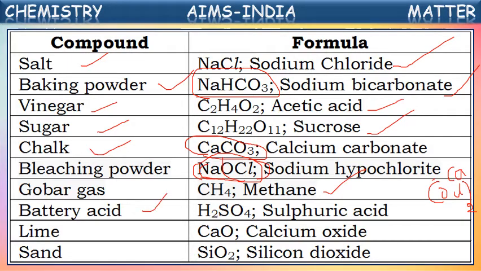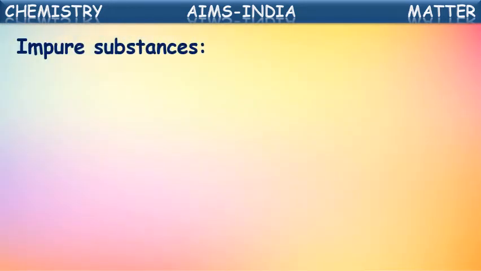Battery acid means H2SO4, sulfuric acid. Lime or quicklime, as we also say, is calcium oxide. Sand, SiO2, is called silicon dioxide. These are some of the compounds with their formulas that we see in our general life. So that is about the atom, molecule and compounds.